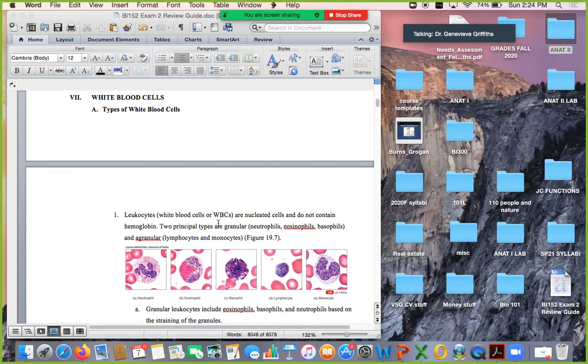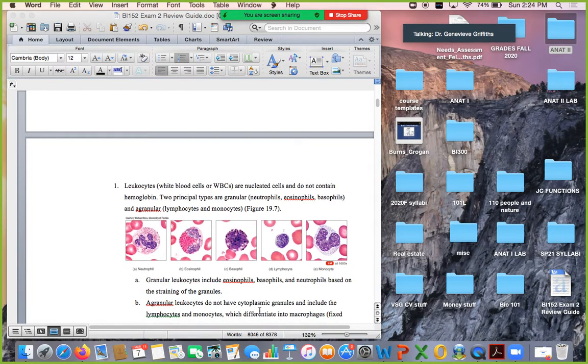So we have 2 major types, and they're really just labeled based on what they look like. Are they granular or agranular? And that basically means, do we see these purple dots all over the place, or don't we? Granular leukocytes are going to include eosinophils, like these guys, neutrophils, basophils, and then agranular leukocytes are going to include lymphocytes and monocytes. So granular on the left, these 3, agranular on the right, those 2.